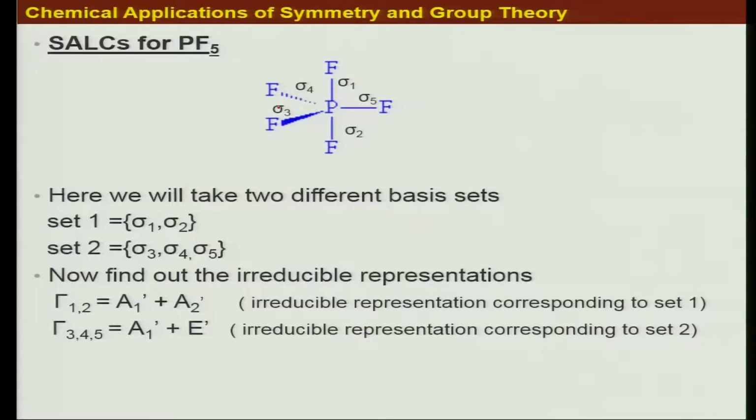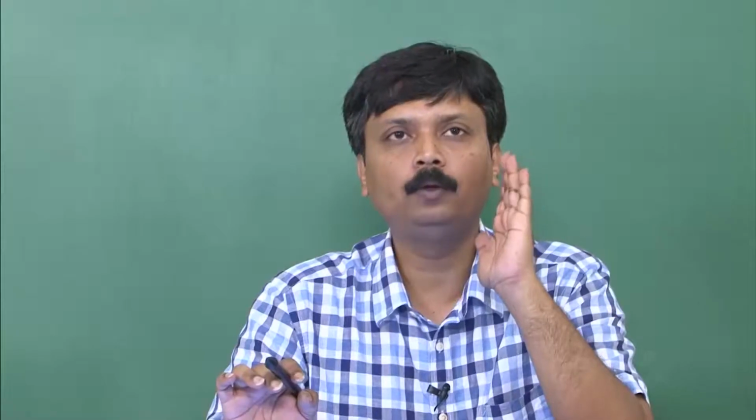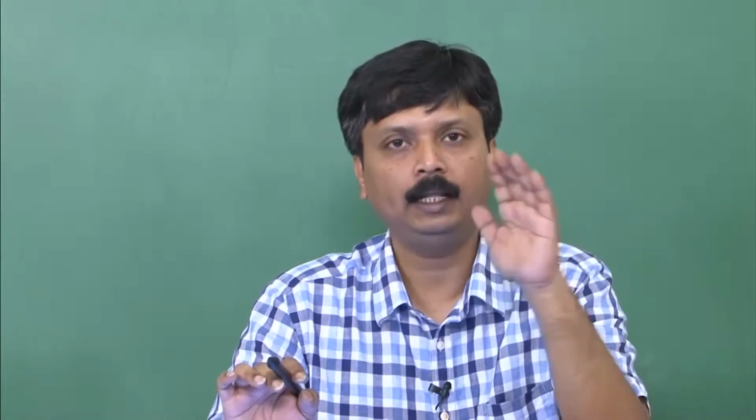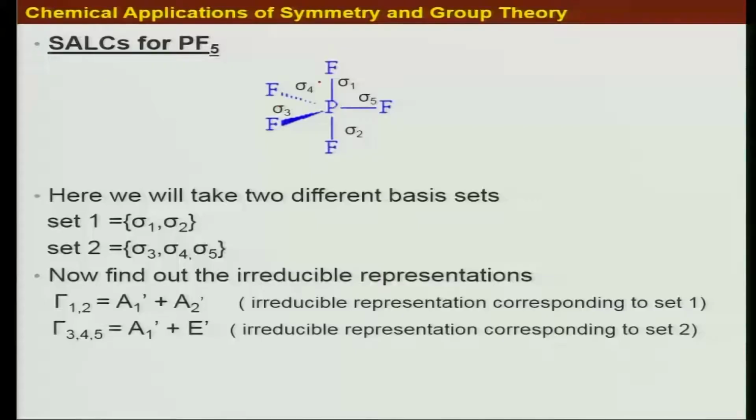So here actually this shows an example where you have to be careful when you want to choose the basis set and then do the rest of the work. So here we take the sigma bonds as my basis functions, true, but altogether I will not form the basis set as sigma 1 to sigma 5.